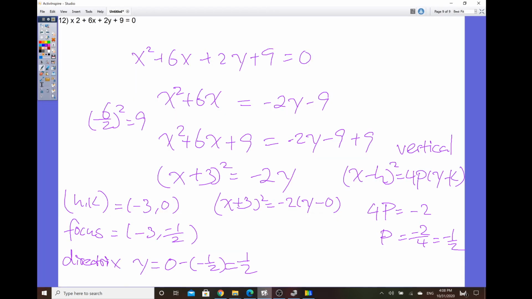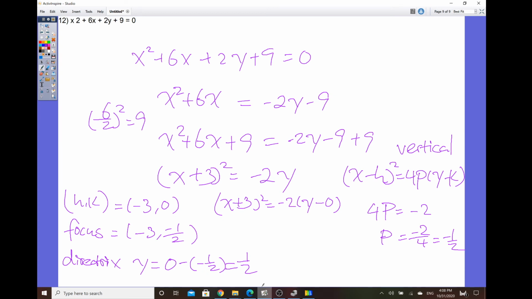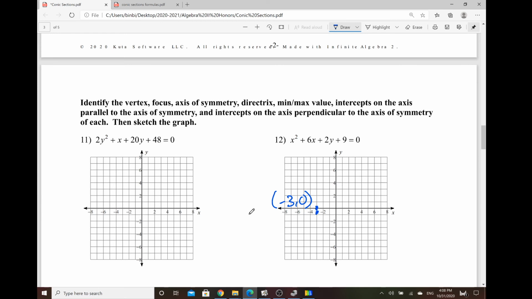Which is the vertex. And then the focus is negative 3 comma negative 1/2. So negative 3, negative 1/2, down here. So the parabola is facing down this way. And now let's see what else we have. The directrix. The directrix is y equals 1/2, which is this line right here.